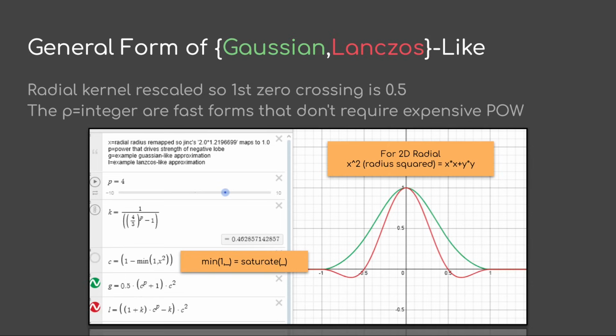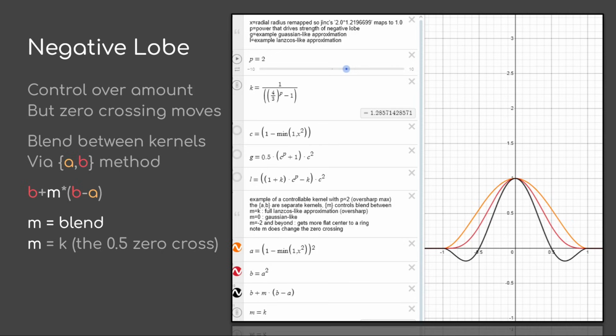You'll notice that in this, the p equals integers are the fast forms that don't require an expensive power. So you can see the green curve is a bell-shaped curve similar to a Gaussian, and the red one is the one with negative lobes, similar to the Lanczos. The negative lobe is adjustable. You have some control over the amount of the negative lobe. However, when you blend between the two kernels, the zero crossing moves.